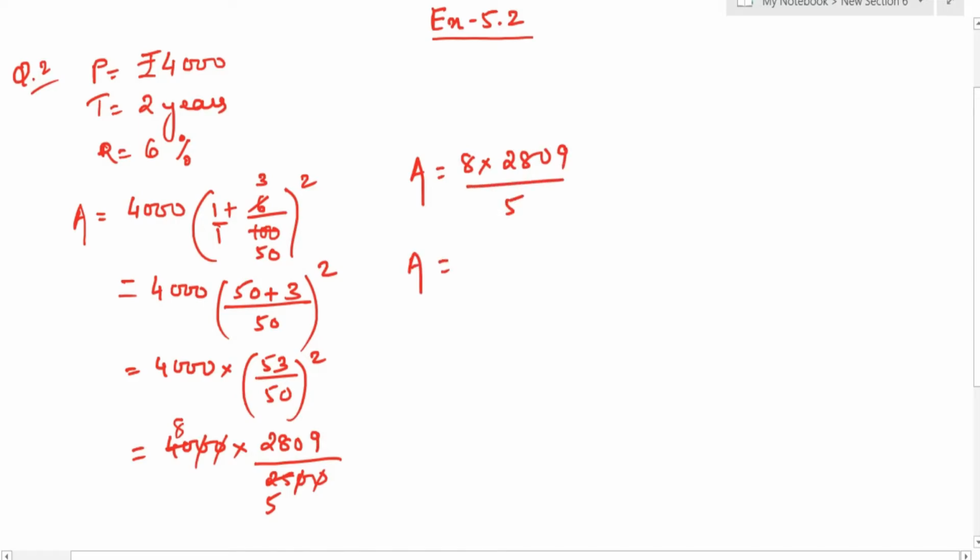So what is the amount? First we will multiply 8 with 2809, and how much are we getting? We are getting 22,472. Now when we divide it by 5, we will get the answer, that is 4,494.40. This is the required amount.